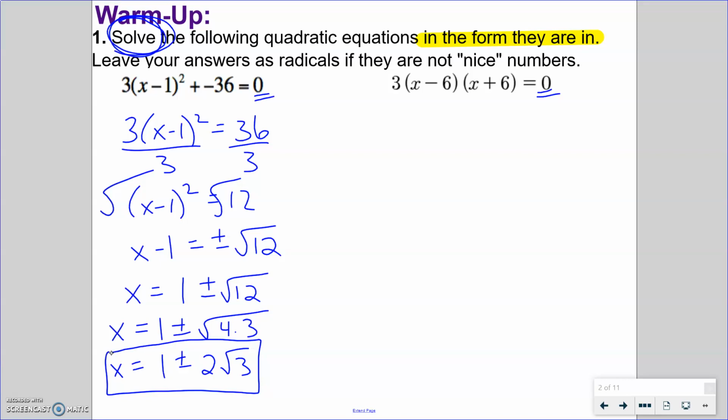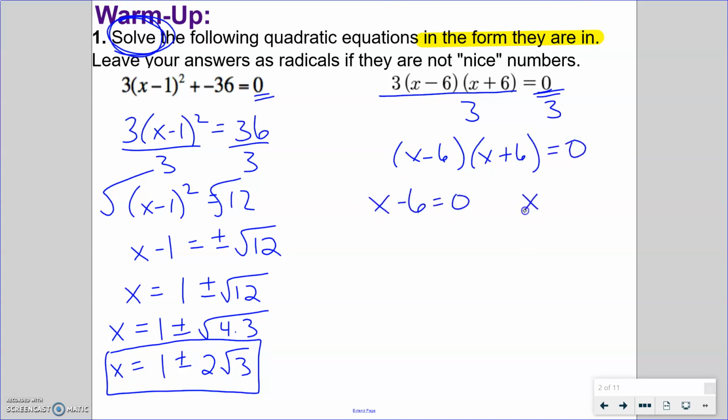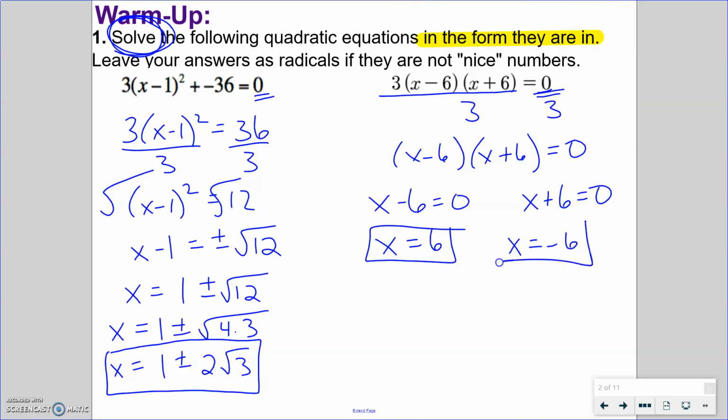So like this one, for example, if I wanted to solve it, I'd divide both sides by 3. And 0 divided by 3 is just 0. And because they're factors, I set each factor equal to 0. So I get one answer is 6, and the other one is negative 6. Notice how I'm not writing them as x-intercepts because it's just asking me to solve.